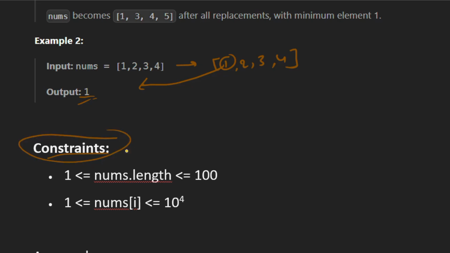So if we see the constraints, nums.length has up to 100 elements, and each element can be up to 10 to the power 4, that means 5 digits, right?